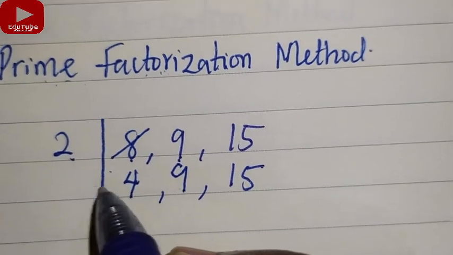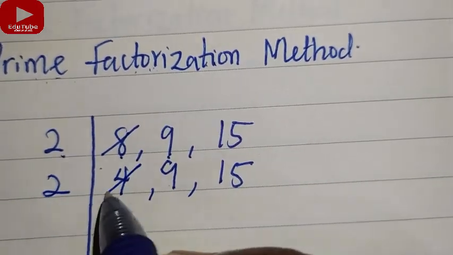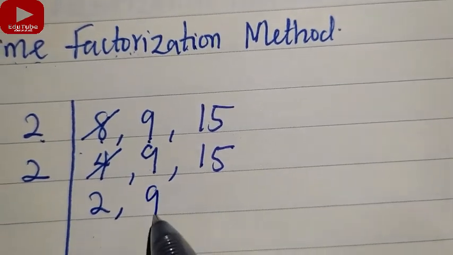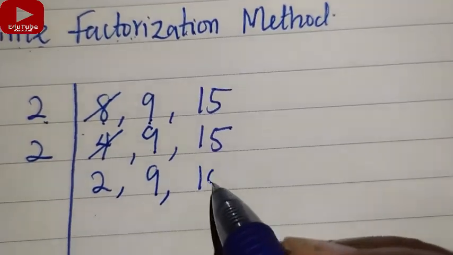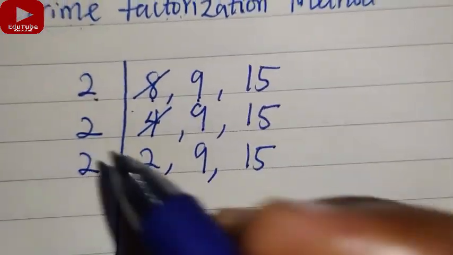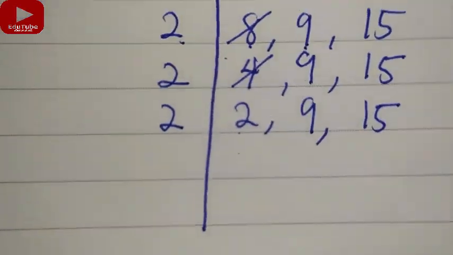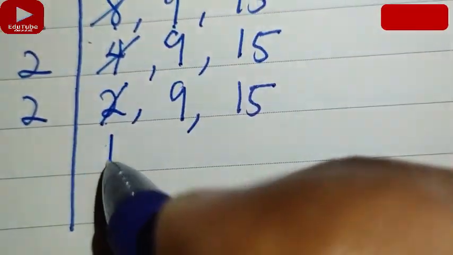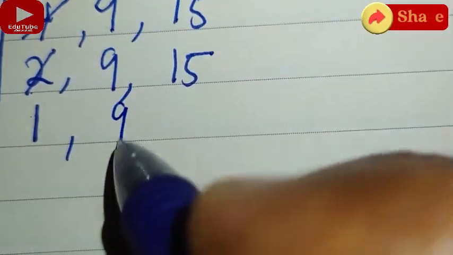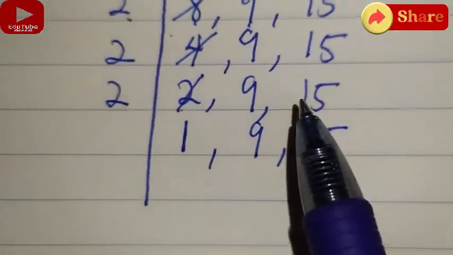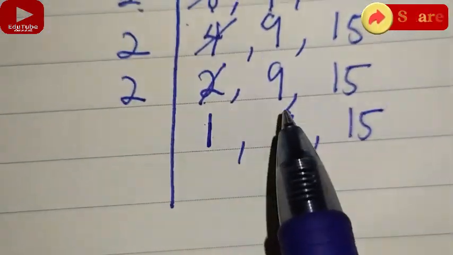Because of this 4 here, I can still use 2. So 2 in 4, I'm going to have 2. But 2 cannot divide 9 like we said before, so I'll bring down my 9. 2 cannot divide 15, so I bring down my 15. I still have 2 here, so I'll make sure I divide with 2, which is a prime factor, until there is nothing left to be divided by 2. So 2 in 2 will give me what? 1. And then I'll still bring down my 9 and my 15. Now 9 and 15 have been untouched because 2 cannot divide them.